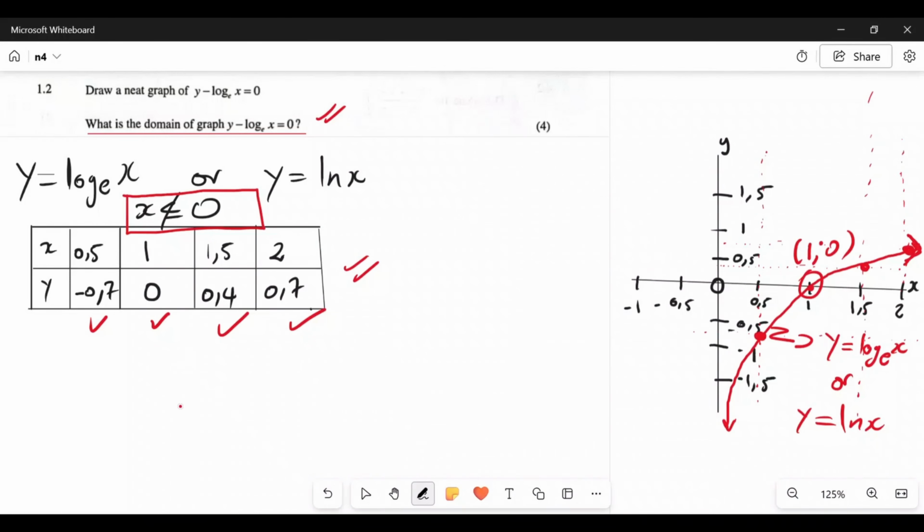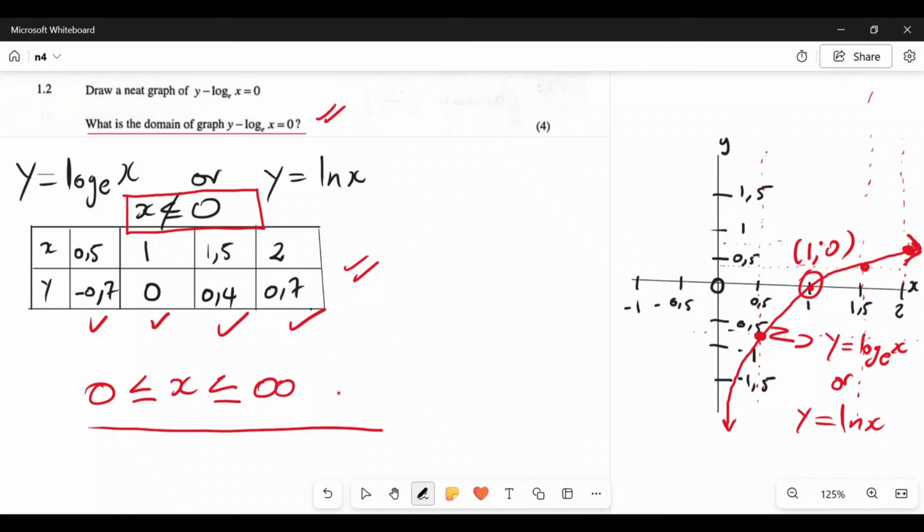So how are you going to write this? First of all, you can say x is greater than or equal to 0, because this graph here doesn't go to the negative side of x. So it's equal to 0 or greater than 0. But at the same time, it's less than or equal to infinity. If you look at this graph, it goes forever on the positive side of x. So this is how you represent the domain of this graph.